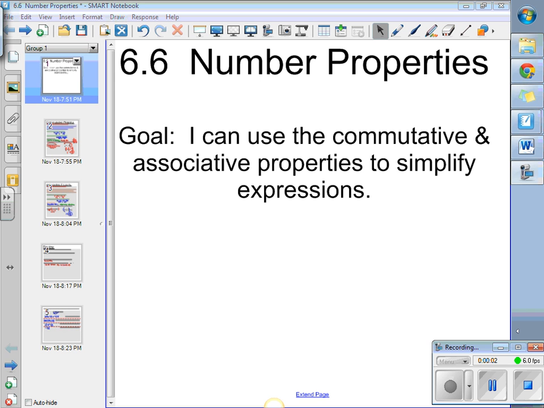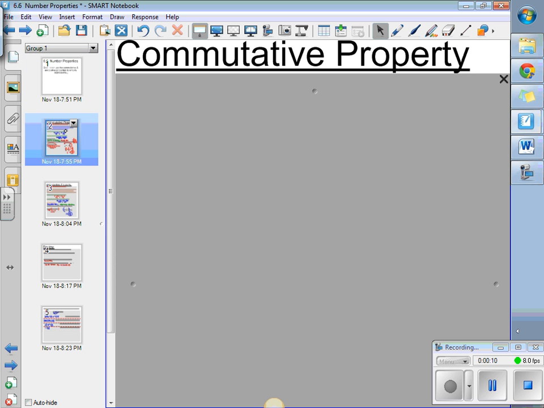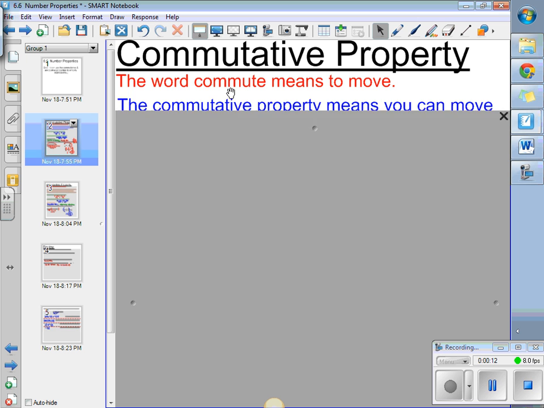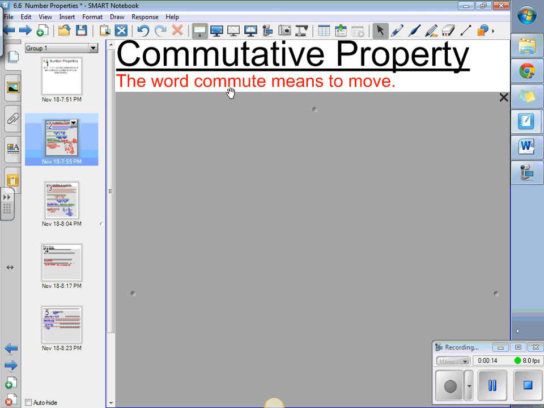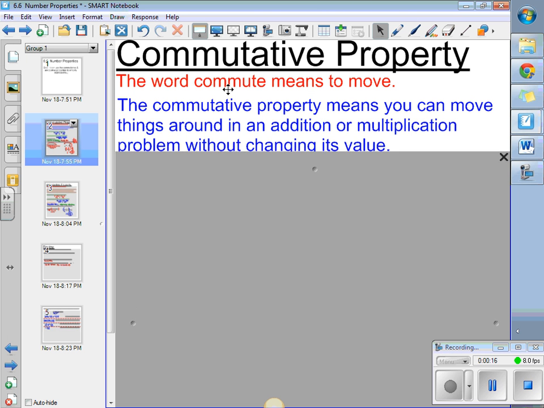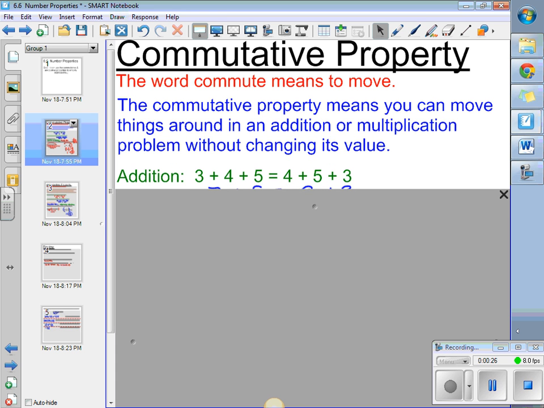Today's lesson is number properties, and our goal is that we can use the commutative and associative properties to simplify expressions. Commutative property. The word commute means to move. The commutative property means you can move things around in an addition or multiplication problem without changing its value. So let's look at that.